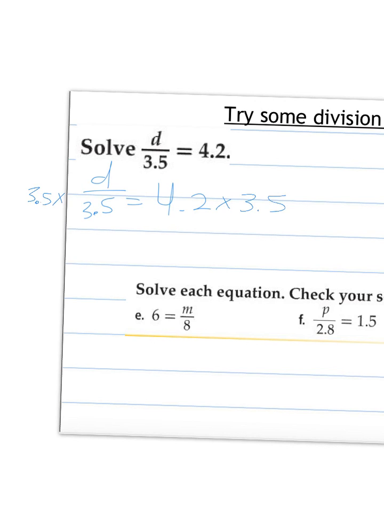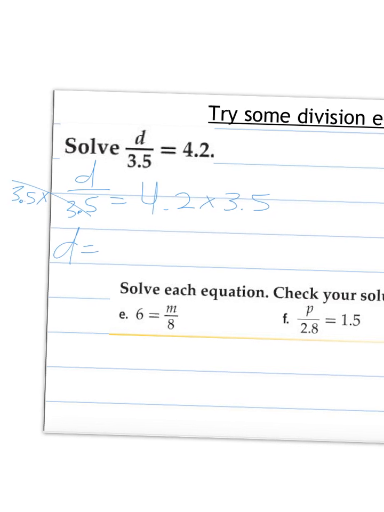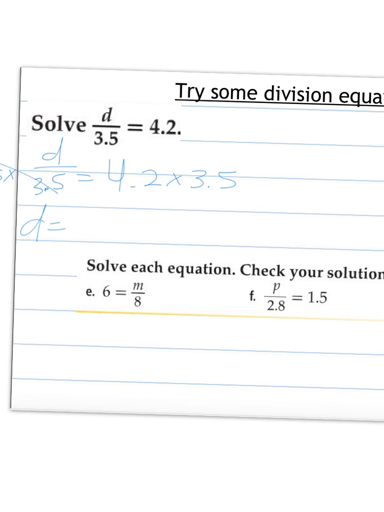Okay. These cancel. Let's do some long multiplication here. Remember, for multiplying decimals, we don't have to line up the decimal, but this time it does. 5 times 2 is 10, carry our 1. 5 times 4 is 20, plus 1 is 21. We're moving over a spot, so we add a 0.